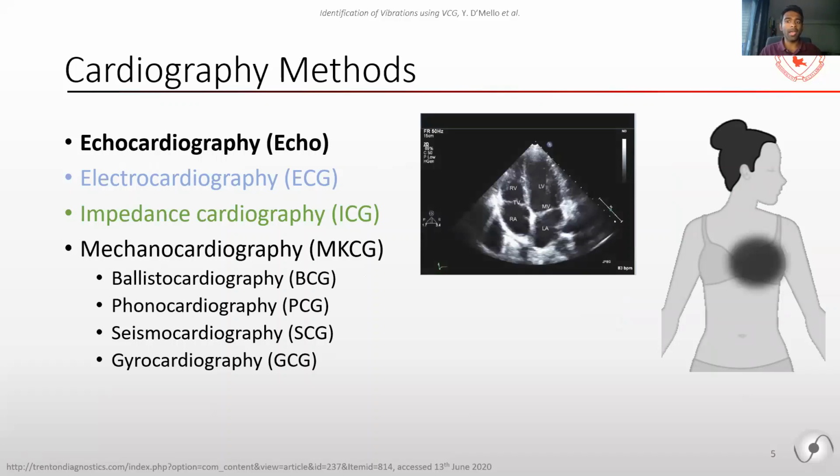Echocardiography produces high accuracy, content-rich information. It can detect cardiac events like ventricle and valve movement. We can use these cardiac events to measure cardiac time intervals. Unfortunately, echo is also expensive, it's not portable, and it needs a trained technician. So it's not very accessible.